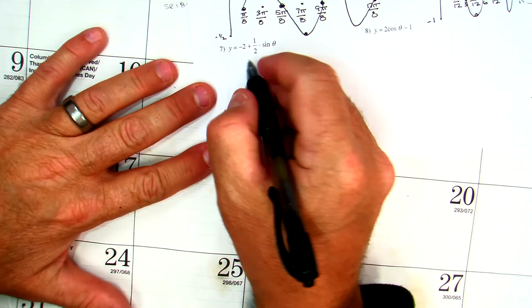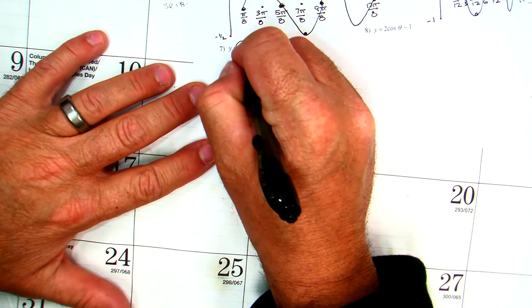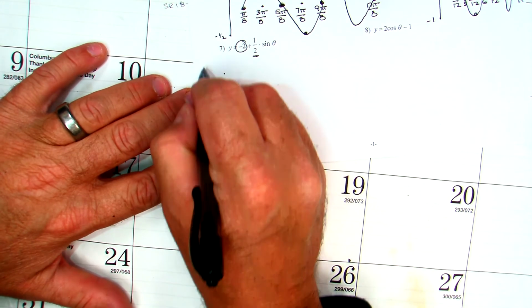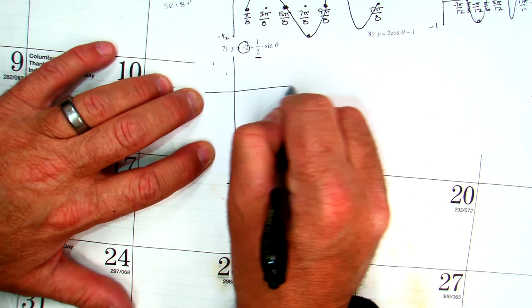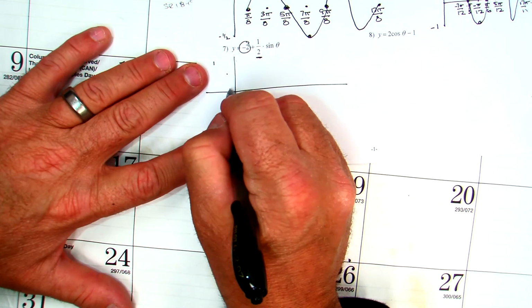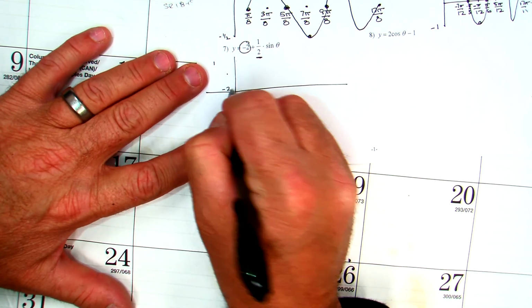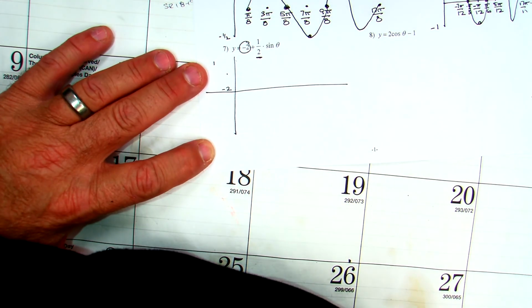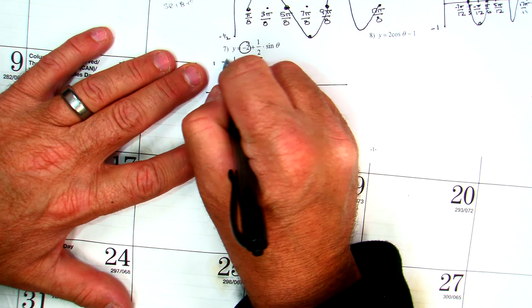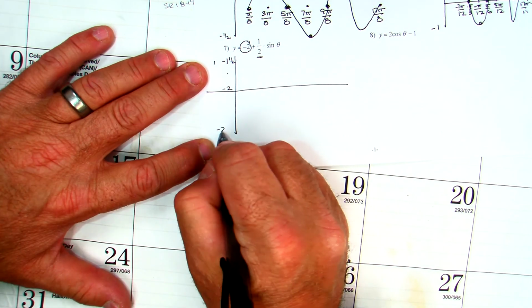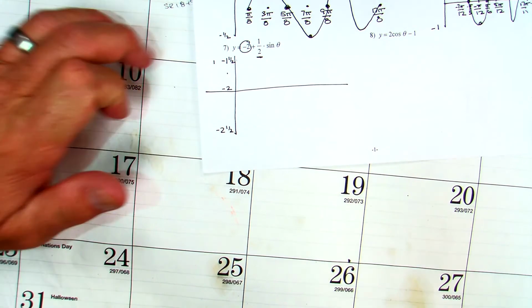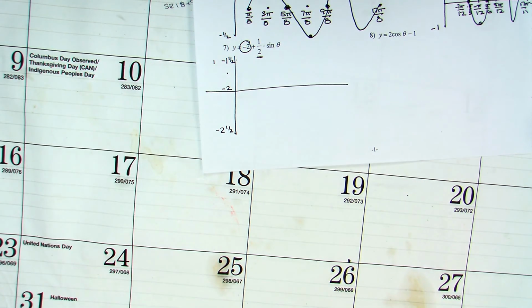All right. 7 and 8 begin the world of vertical shifts. All right. So my amplitude is 1/2, and then I got a negative 2. If you want, that means you can label this with your negative 2. You can utilize your amplitude, which is 1/2. So this is negative 1.5. This is negative 2.5. Up to you how you want to do that.